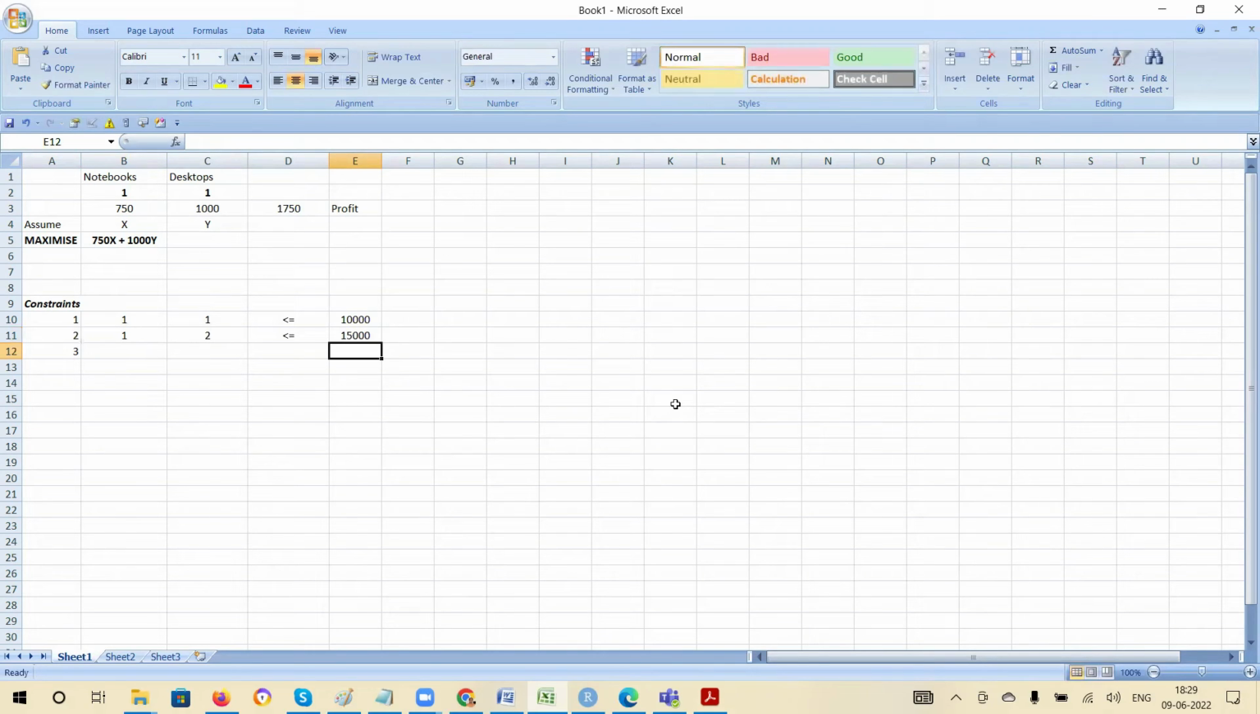Any question here, guys? Did you understand this constraint? Yes, sir. Every computer needs a memory chipset, notebook needs 16 MB, and desktop needs 32 MB. So for 32 MB you need two chipsets, right? 16 plus 16. So x into 1 and y into 2 should be less than or equal to 15,000.